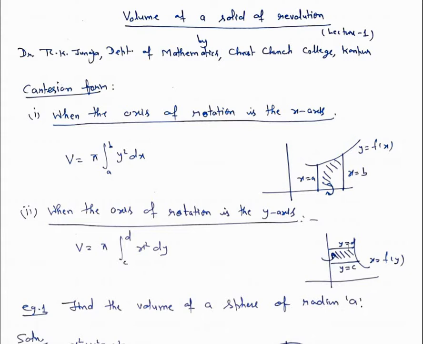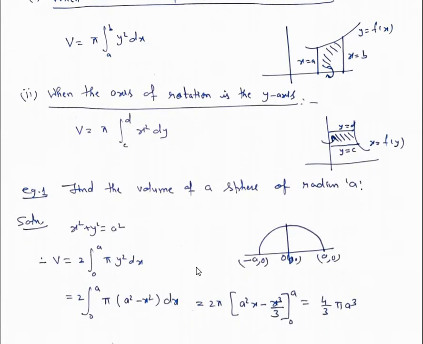In case the curve is x = f(y) and the area lying between y = c, y = d, x = f(y) and the y-axis is revolved about the y-axis, then the volume generated is given by V = π ∫ from c to d of x² dy. Now let's take a few examples based on these formulae.